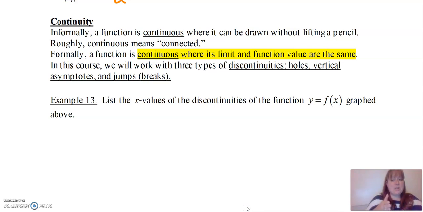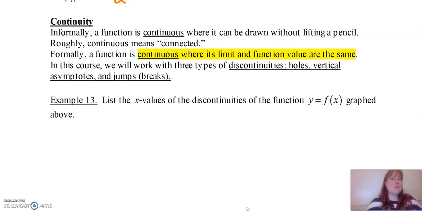Limits and continuity go hand in hand. When we talked about continuity before in pre-calculus, we were talking about domain restrictions. Where can I keep drawing and never have to lift my pencil? Or where are places where I'm going to have a hole or an asymptote? Oh man, I bet you were wishing you wouldn't hear those words again, but we are. We're going to talk about holes and asymptotes.